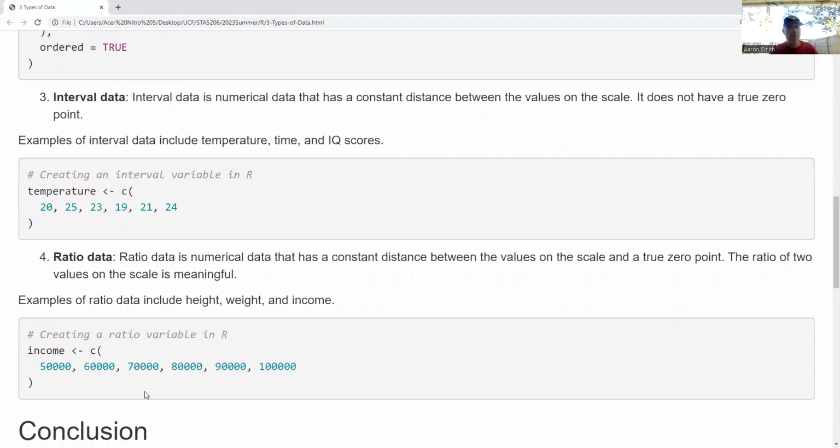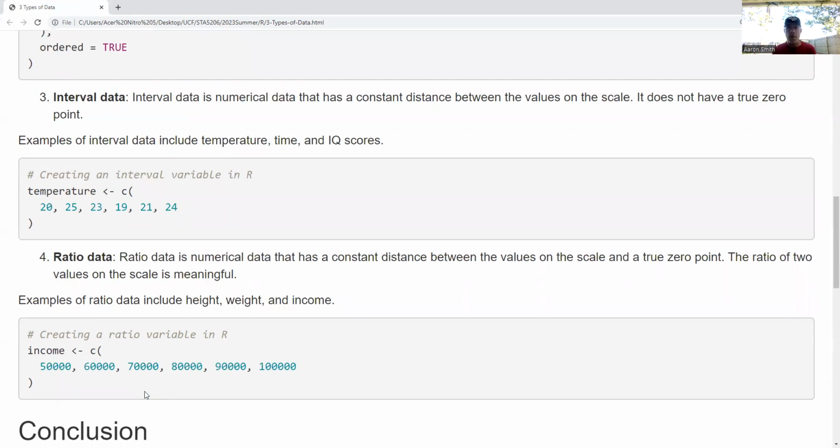Now the next type of data is interval data. Interval data is numerical data, and it consists of distances between the values on the scale. It does not have a true 0 point. A true 0 point is where if I change the scale, like I didn't change the actual value of the measurement, but I changed how we scale it, 0 would stay 0 no matter what.